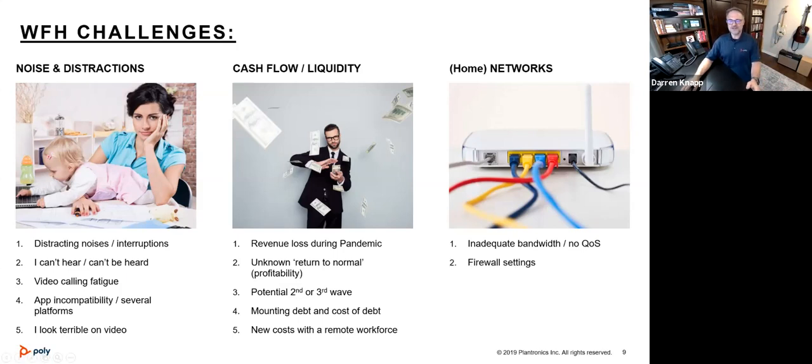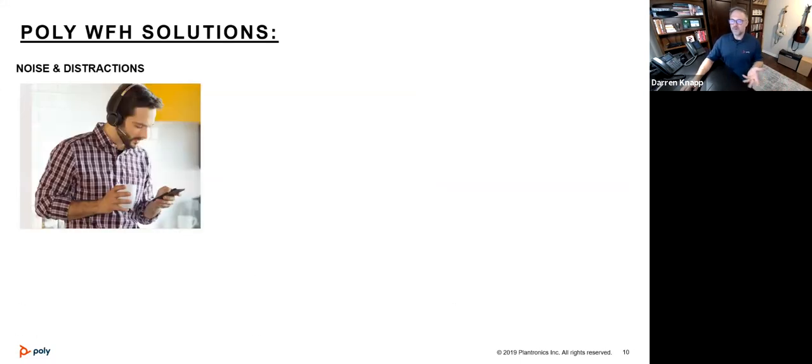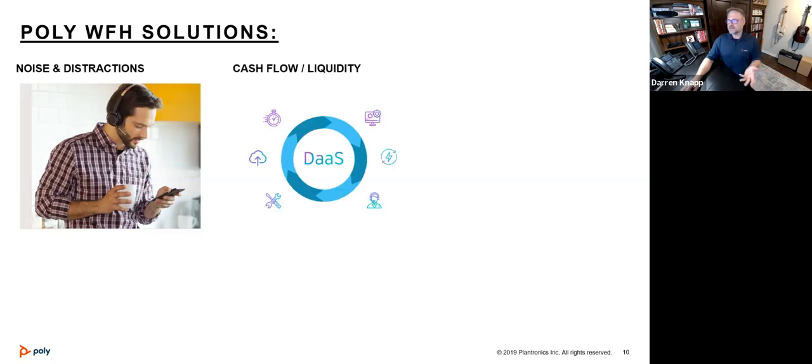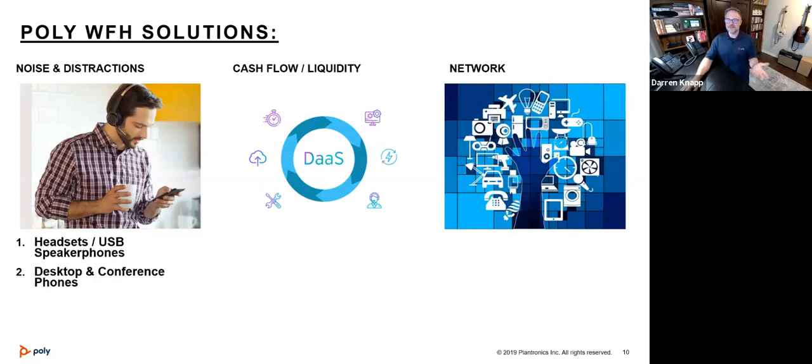Firewall settings, right? SIP ALG and what's turned off and on and what's blocking this or that and all that kind of stuff. What about duplicate IPs and things like that? How do you fix those kinds of issues? And then the usage and so on. So what we're doing from a solution standpoint: on the noise side we've got stuff, on cash flow we've got stuff, on the network we've got stuff. So what are they? It's the headsets, speakerphones, desktop phones, cameras.